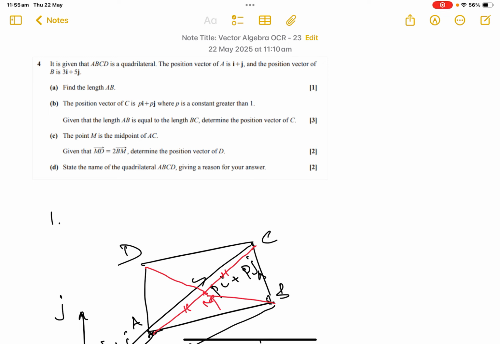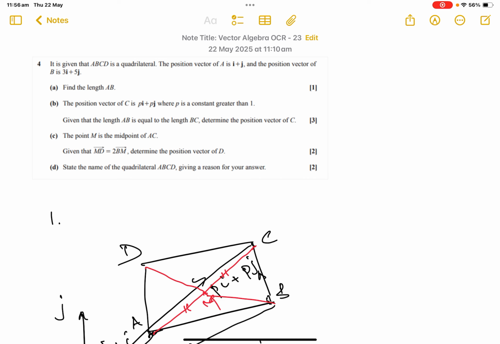The position vector of C is pi plus pj, where p is a constant greater than 1. Given that the length of AB is equal to the length of BC, determine the position vector of C. The point M is the midpoint of AC. Given that vector MD equals 2 times vector BM, determine the position vector of D. State the name of the quadrilateral ABCD, giving a reason for your answer.